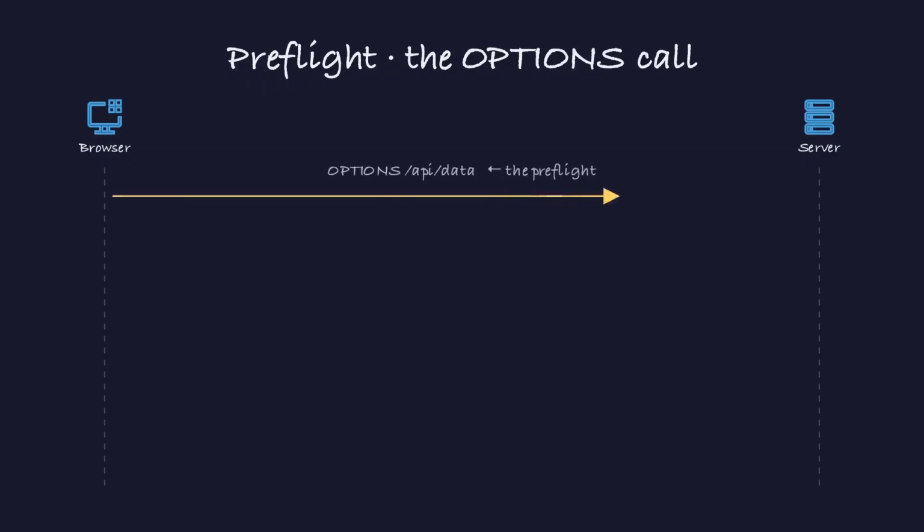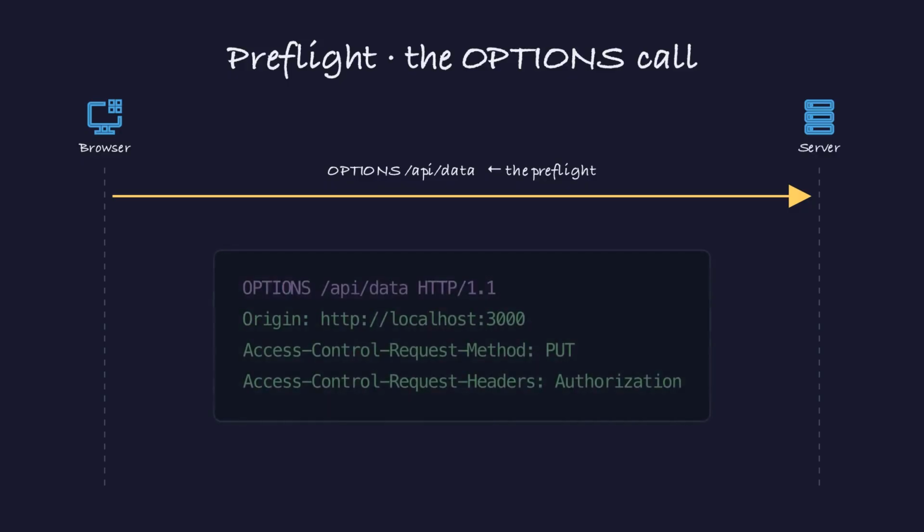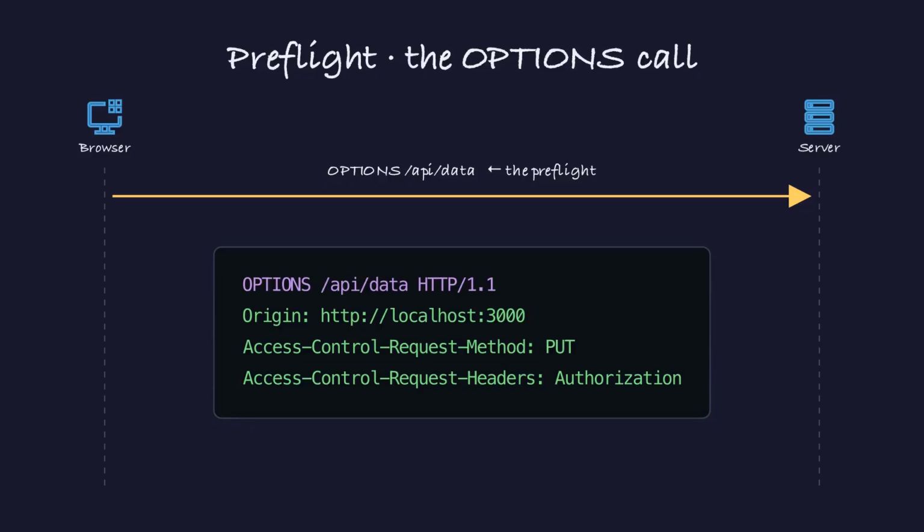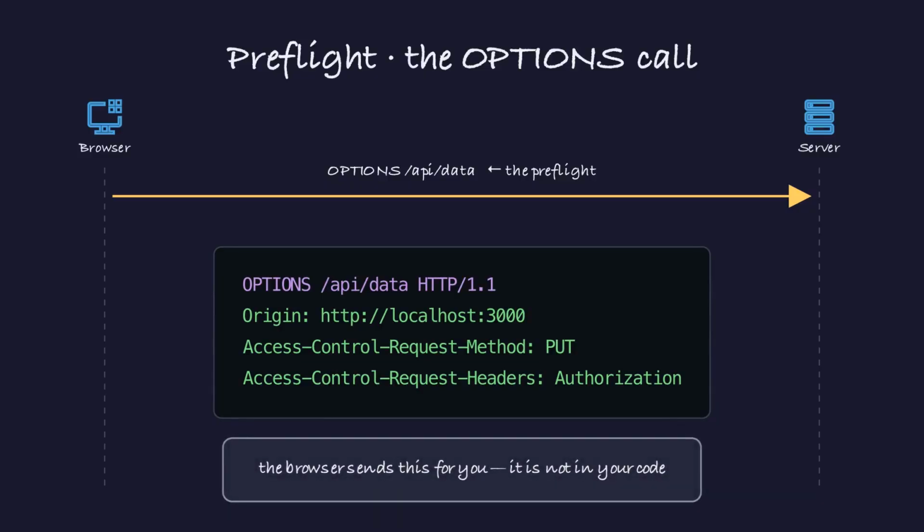So what is a Preflight? Before sending the real request, the browser automatically sends a separate OPTIONS request to the server, asking, I am about to send this. Is that allowed? You do not write this. You will never see it in your code. The browser sends it for you. It carries your origin, the method the real request will use, and the headers it wants to send.